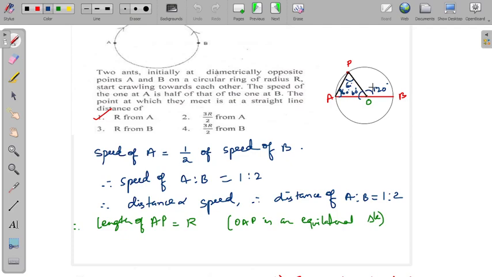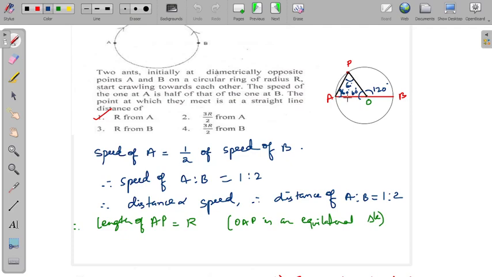So this can't be 90 degrees, it should be more than 90 degrees. The only possibility is 60 degrees here. So the base angles must be 60 degrees because the total of the angles in a triangle must be 180 degrees. So this is 60 degrees, this is 120 degrees, because the angles are in the ratio 1:2.